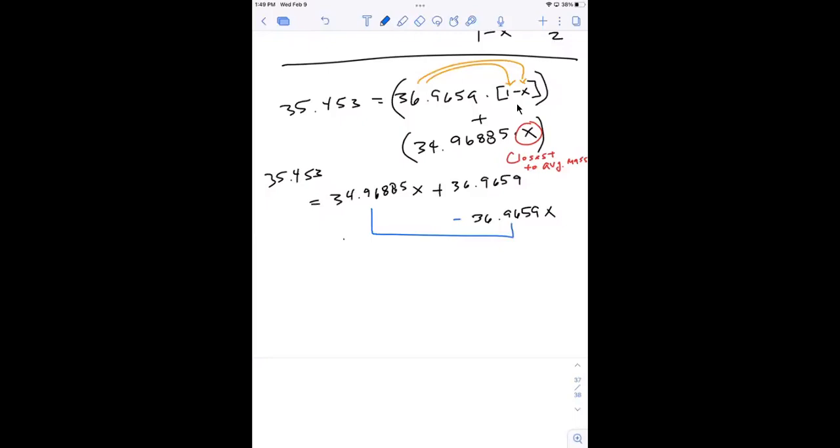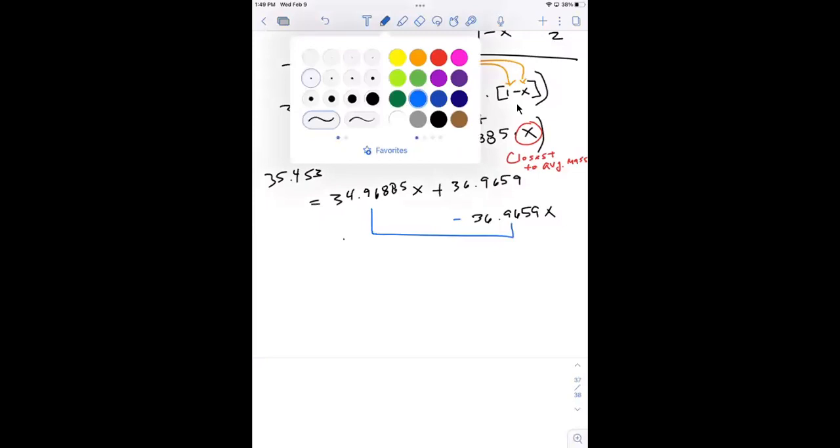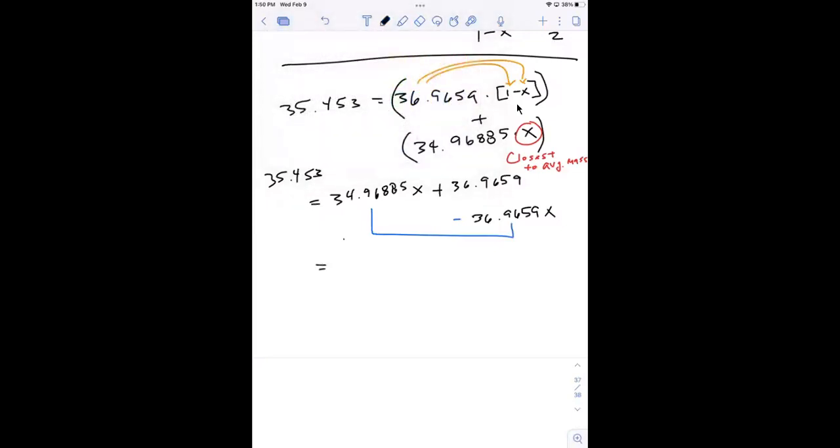So 34.96885 minus 36.9659. We can combine like terms and simplify this. It's going to be negative something. 1.99 what? What do you have?